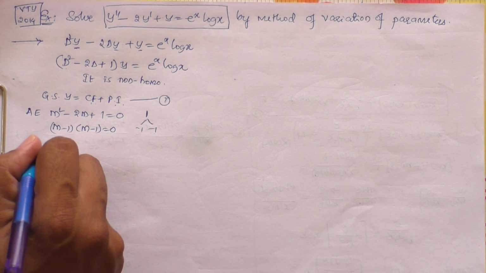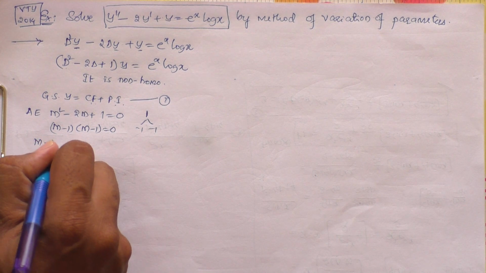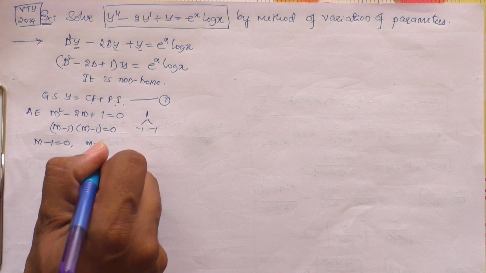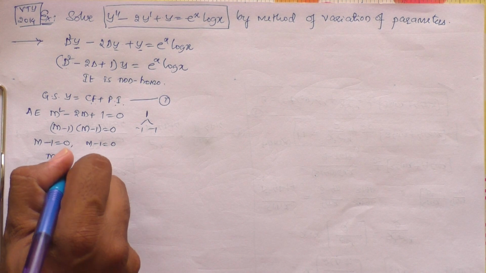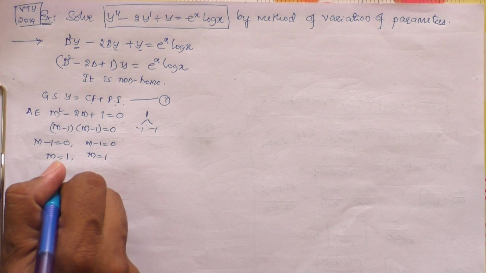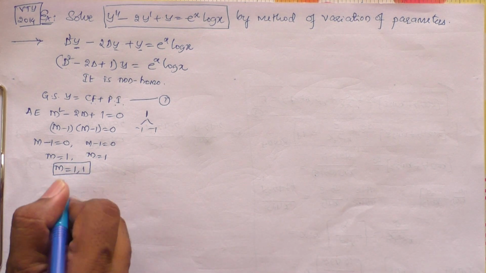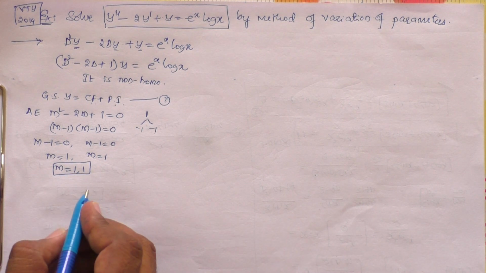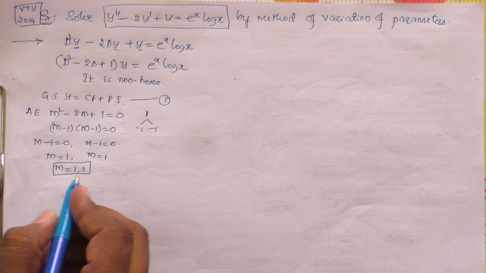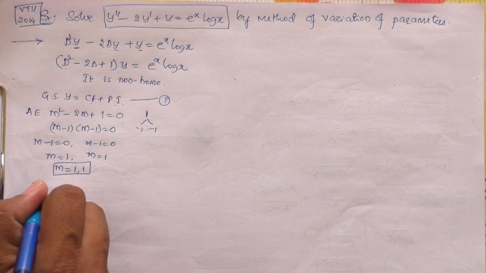So product 0 means (m − 1)(m − 1) = 0. So m value 1, m equal to 1. So total m values are 1, 1. So once you get roots, check whether equal or not equal. Now it is equal, 1 is equal to 1. So in case of equal roots, we know how to write CF.